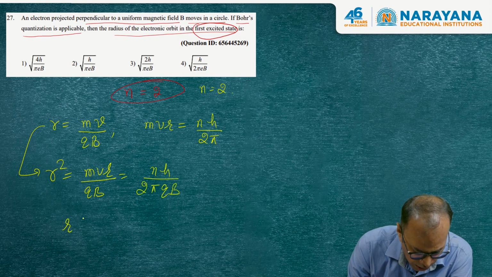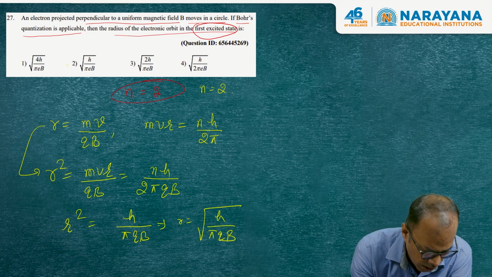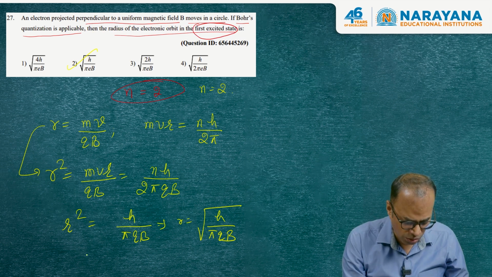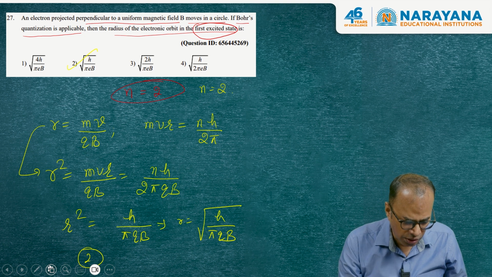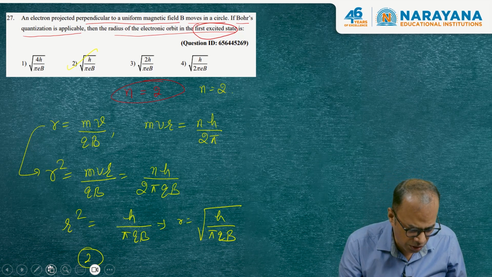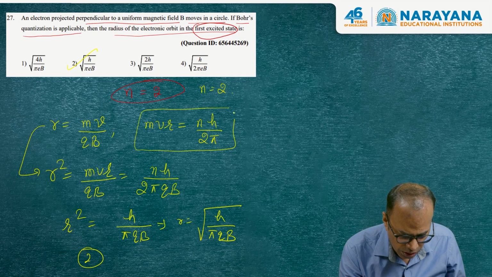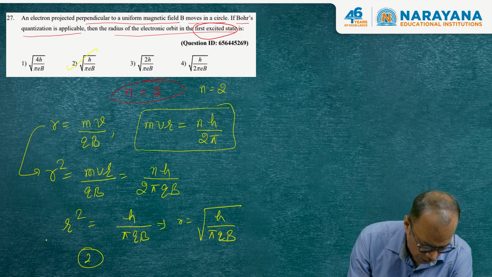Now if I put n as 2, then I get r squared as h by pi qB, and therefore r is the square root of h by pi qB. So I get the answer h by pi eB. So option 2 is the answer. This is a nice question. We have mixed the idea of motion of a charged particle in a magnetic field with Bohr's quantization principle. Whenever Bohr's quantization principle is mentioned, you must come to this: mvr equal to nh by 2 pi. Alright, let's go to the next question.